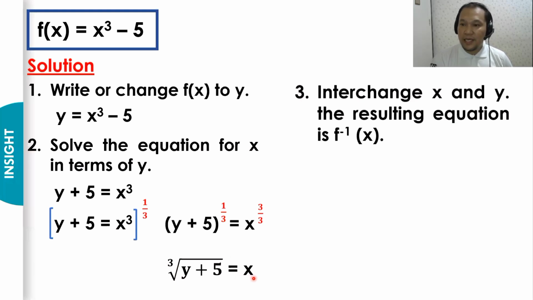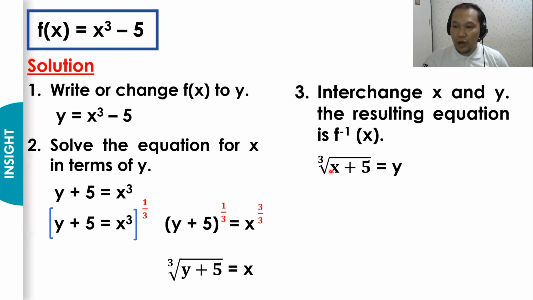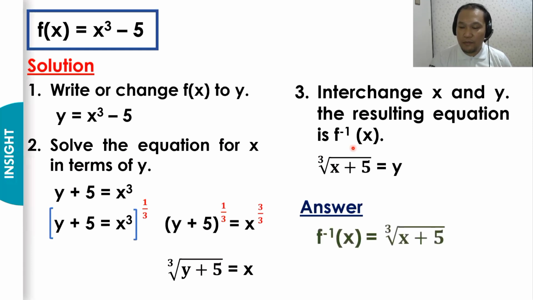Then, interchange now x and y. Therefore, the resulting equation is now the inverse of the given function. That is, y will become x and x will become y. But remember, the result should be expressed into an inverse of a function. Thus, we do have the cube root of x plus 5 is equal to y. Since the result is to be expressed as an inverse, our final answer will be the inverse of the given function is equal to the cube root of x plus 5.